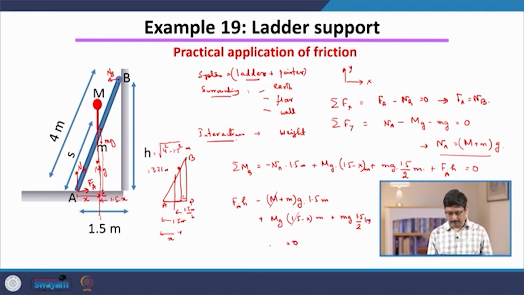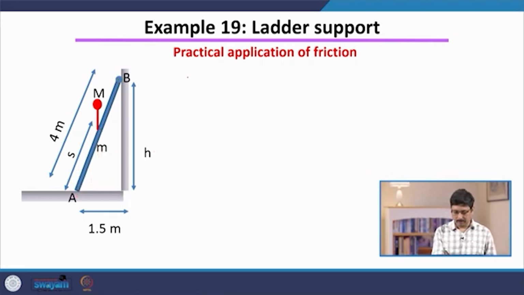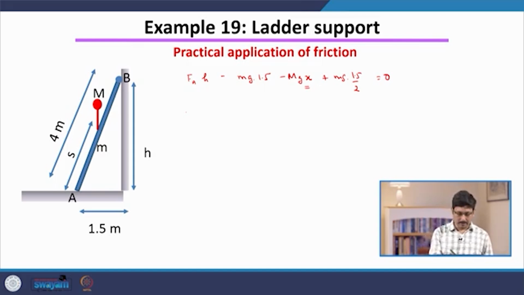So, let us simplify this further. Let me write it here. So, we have F A times h minus Mg into 1.5 minus Mg x plus mg into 1.5 by 2 equal to 0. So, then we have x, which represents the distance of the line of action of the center of mass of the painter.